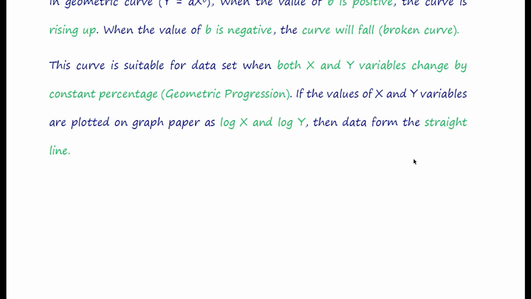This curve is suitable when both x and y variables change by a constant percentage. In other words, we can say geometric progression. And these x and y variables are plotted on graph paper as log of x and log of y, and they form a straight line. This is the sign of geometric progression.